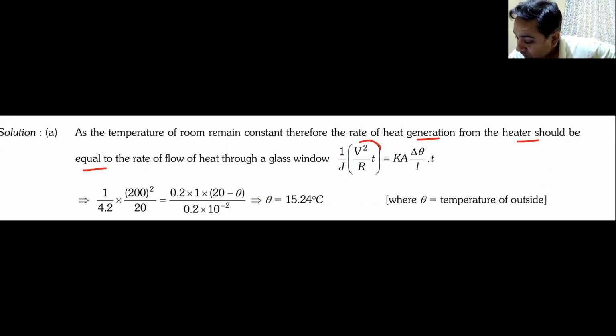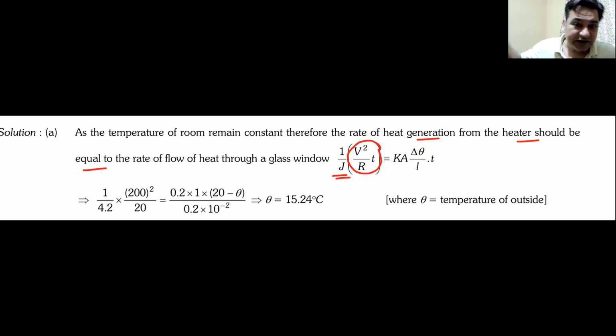Heat generated is V square by R. In time t, this much heat will go out. So V square by R t, divided by joules. Why? Because we want to convert it into calories, because on the other side we have calorie terms. K is given in per calorie. So either we convert that K into joules or we convert this joules into calories. Do we understand this? Yes, sir.